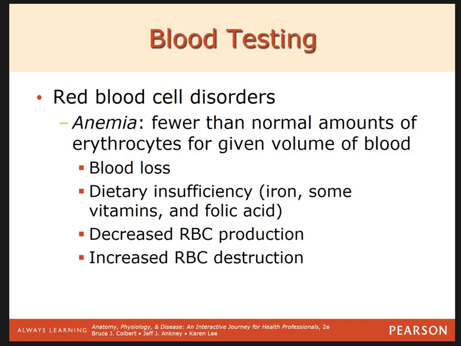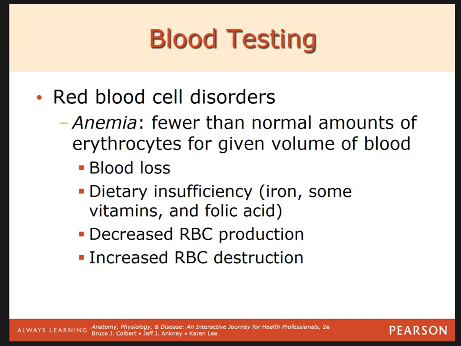So some of the things that can be determined from blood testing: red blood cell disorders. One of the more common red blood cell disorders is anemia. There are lots of different kinds of anemia. There's normocytic anemia, where all the blood cells are normal, there just aren't enough of them. And then we have some other types of anemia that are caused by malfunctioning red blood cells. Generally speaking, there aren't enough red blood cells working properly to carry the oxygen we need in our blood.